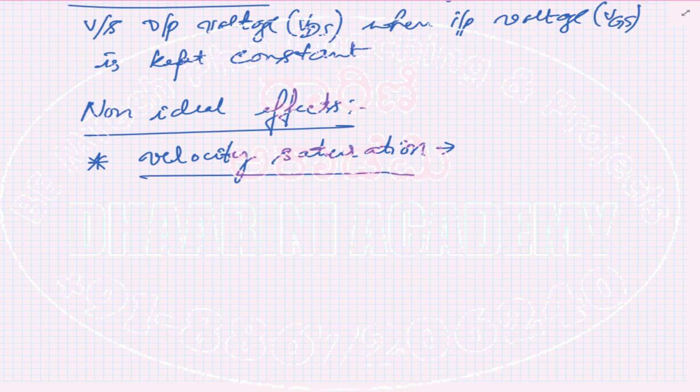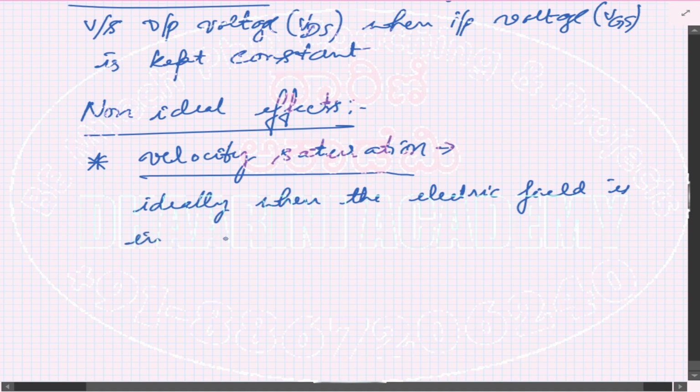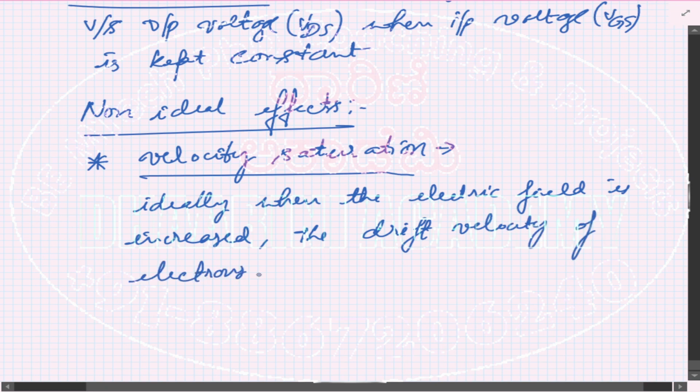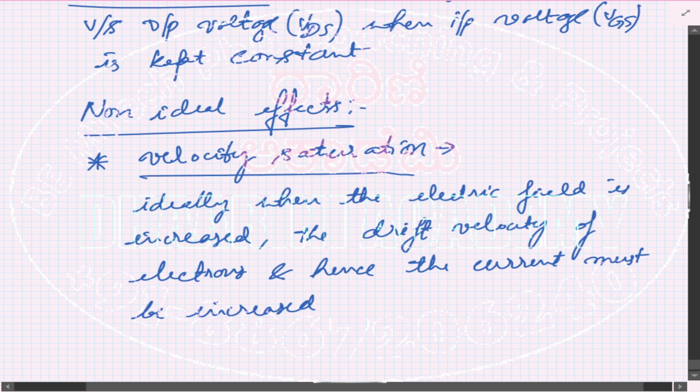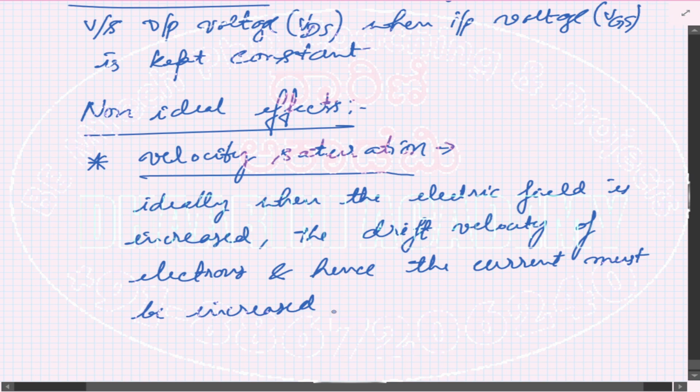So ideally, when the electric field is increased, the drift velocity of electrons, and hence the current, must increase. So when the electric field is increased, we expect the drift velocity of electrons to increase, and because of that, even the current should increase. Correct? It should be increased.